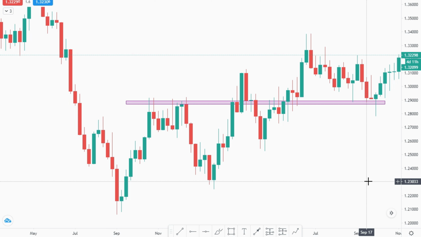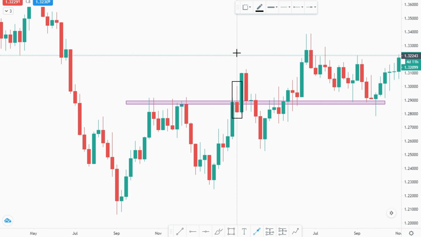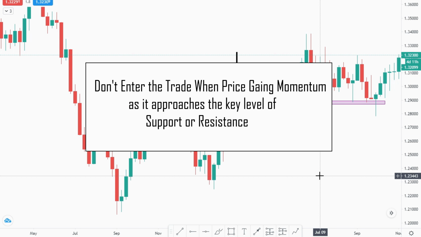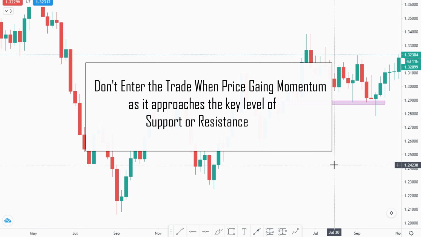Their stop loss got triggered. Most beginners make this mistake, seeing rejection at the key level and entering short immediately. Don't enter the trade when the price gains momentum as it approaches the key level, unless you have a reversal confirmation.